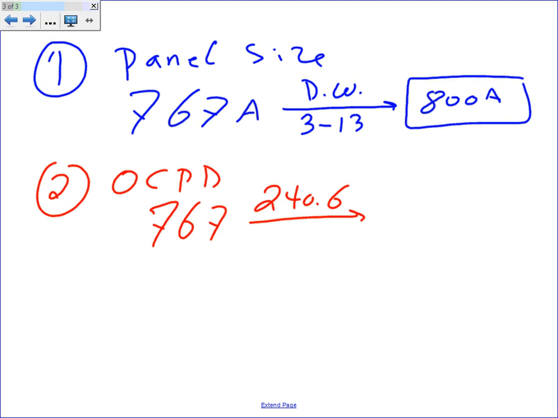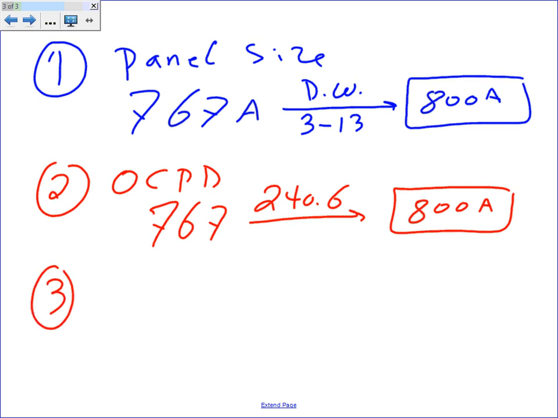But I can't go 700 here because I'm lower. So I can't really, but I can. I'm taking a chance of tripping now. So this is really stuck with 800 amps. So we hit the jackpot. Our panel matches the overcurrent protection device that's going to be protecting it. That's the best way, by the way, to design it. 1, 2, 3, the third one.